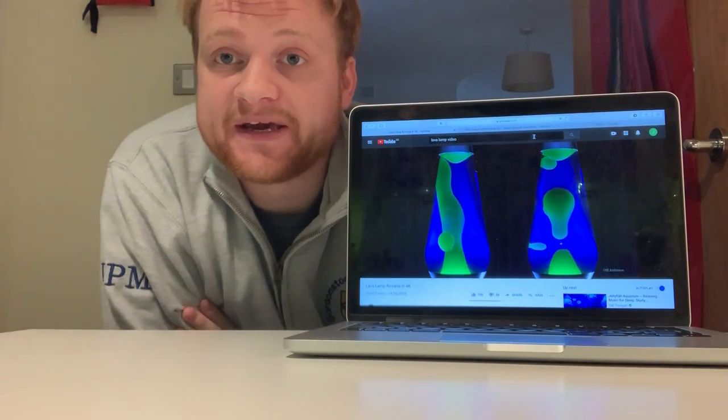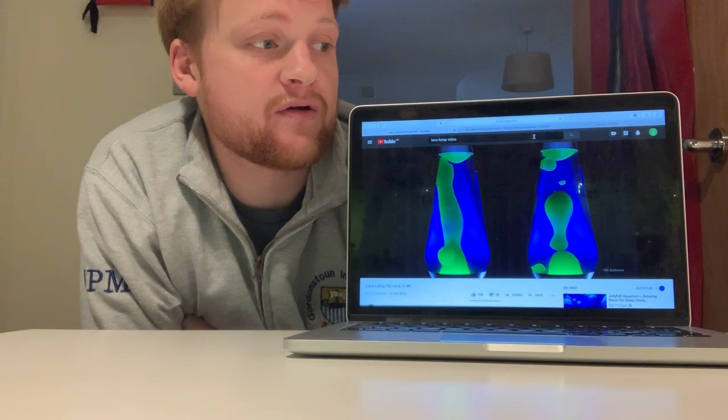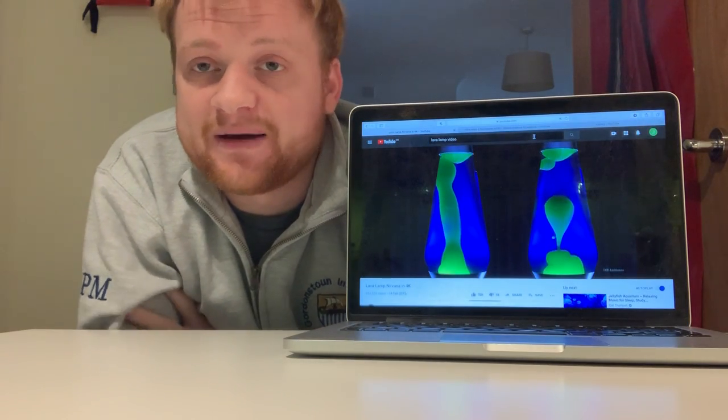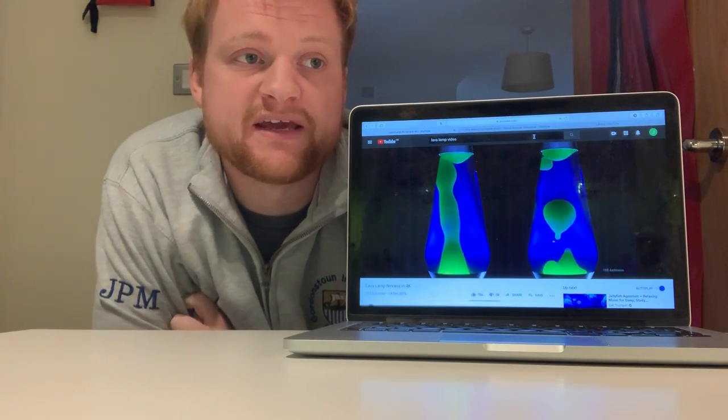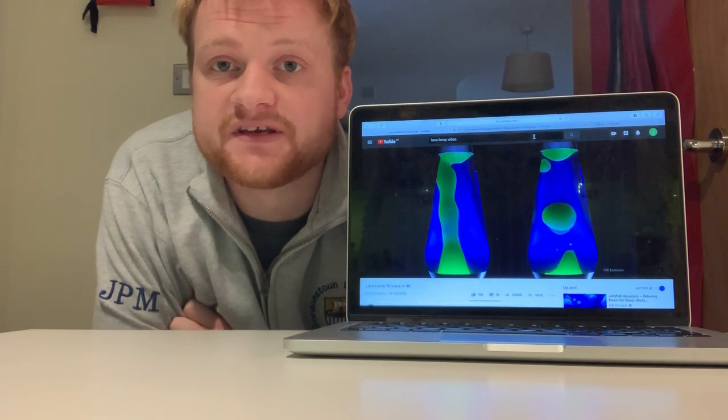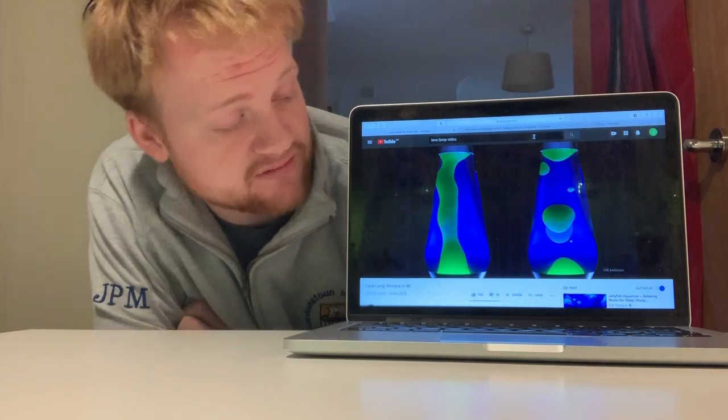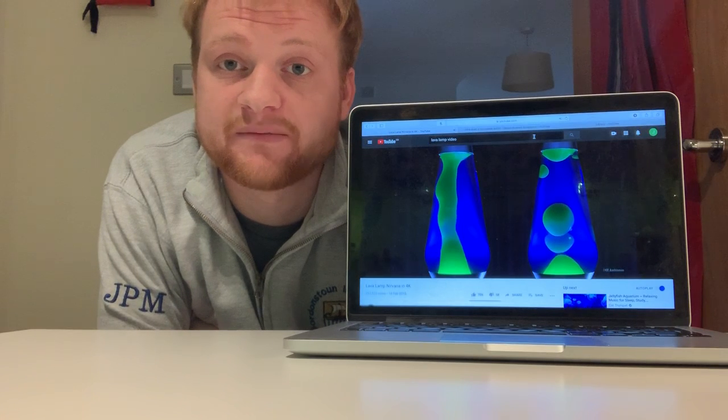Hello everyone, my experiment today is to make a lava lamp at home, and the main learning focus of this is to explore density and its application in making lava lamps.